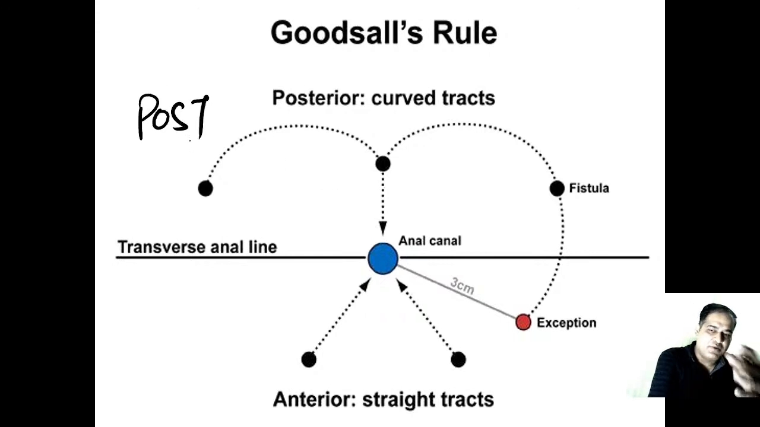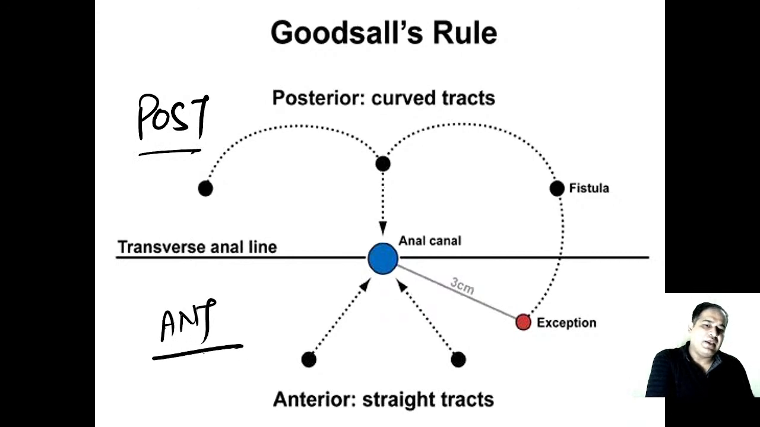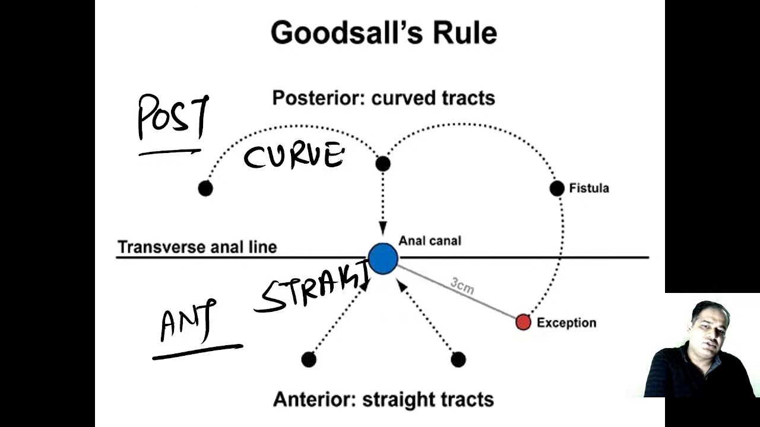So you see, this is an inverted image. This is the posterior one. This is the anterior one. So you see here anterior, you can see straight tracks. Fine. Posterior, you can see curved tracks. Fine. What are the exceptions?